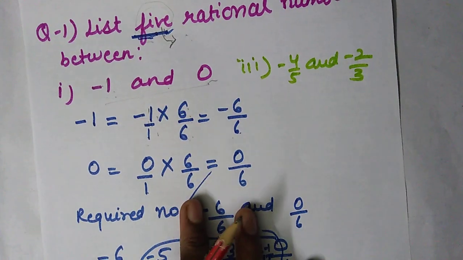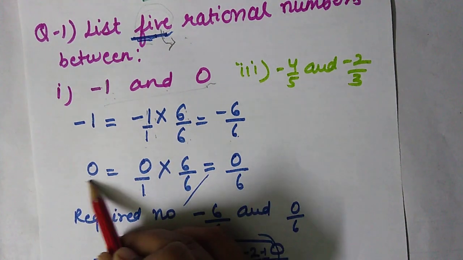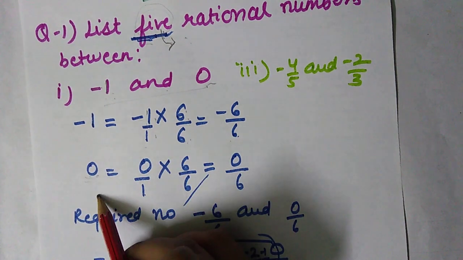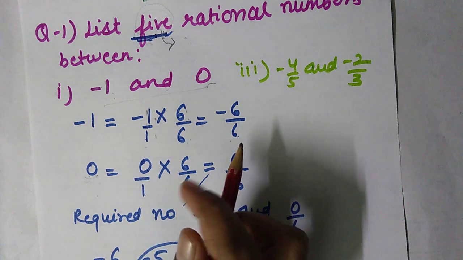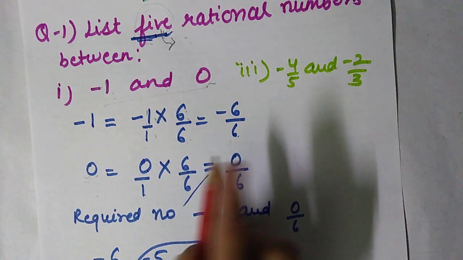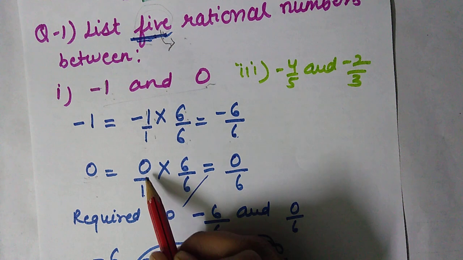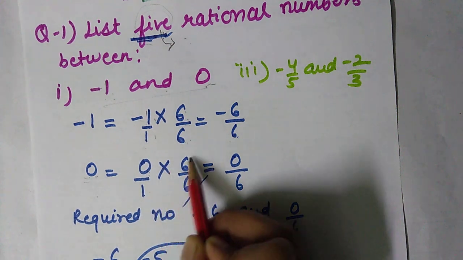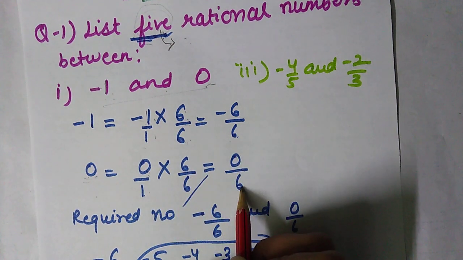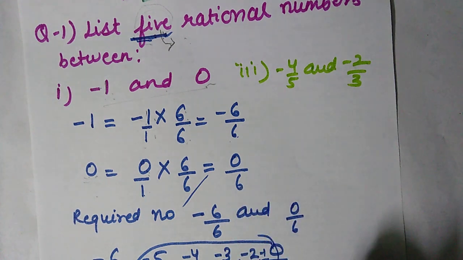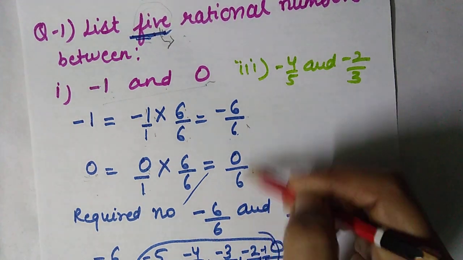And same you have to do with 0. 0, and in the denominator we are having 1. Okay, and we have to find 5 rational numbers. So 1 more than 5 is 6. So multiply the numerator and denominator by 6. So you will get 0 by 6. And we have to find rational numbers in between them.